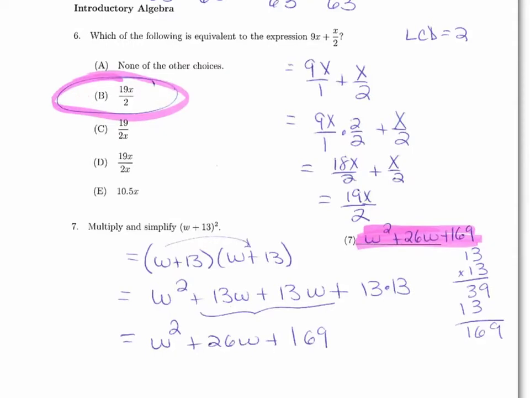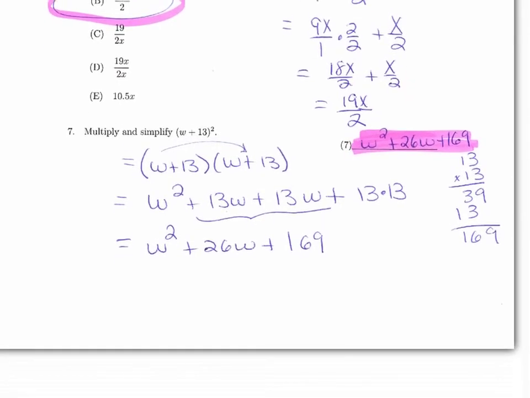Let's look at number 7. You have (w + 13) squared. Whenever you see anything with an exponent, that exponent means how many copies you're going to have. So we're going to have 2 copies of w plus 13. 1 copy, 2 copies. Now we're going to multiply, and we can use FOIL, which is really just the distributive property.